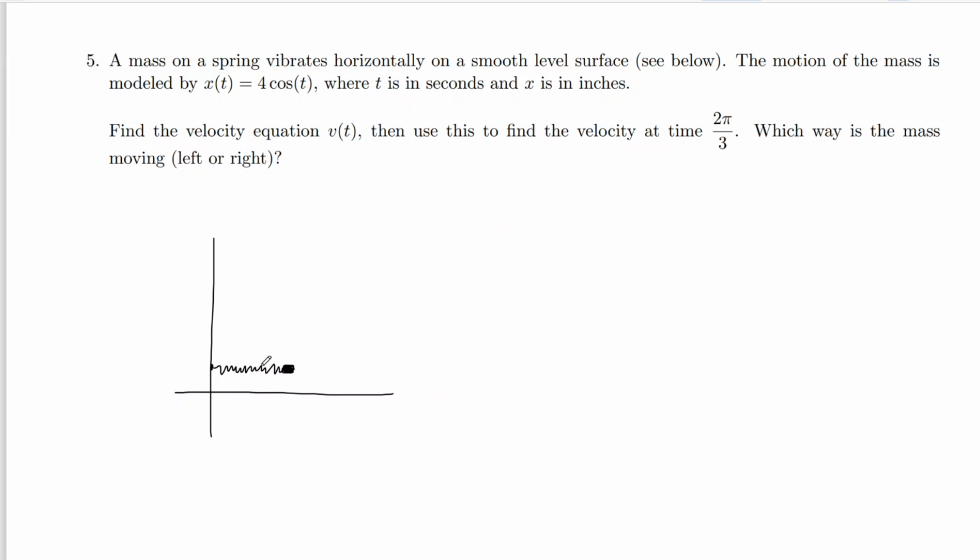Right, and it vibrates left and right. Now, maybe it helps to, it looks sort of like it's floating, but just pretend it just goes left to right here. So it can move to the right, it can move to the left. Okay, and the motion of the mass is modeled by x of t equals 4 cosine of t.